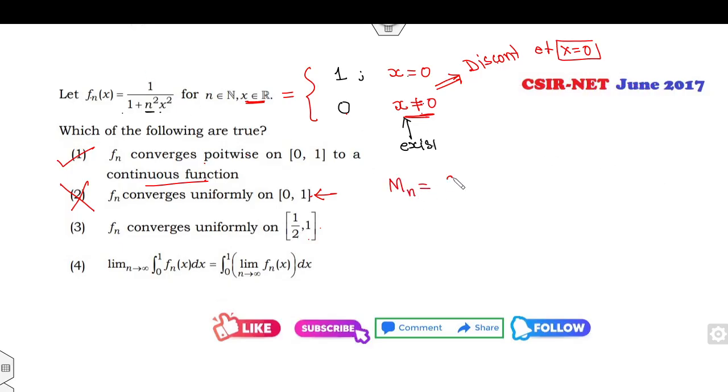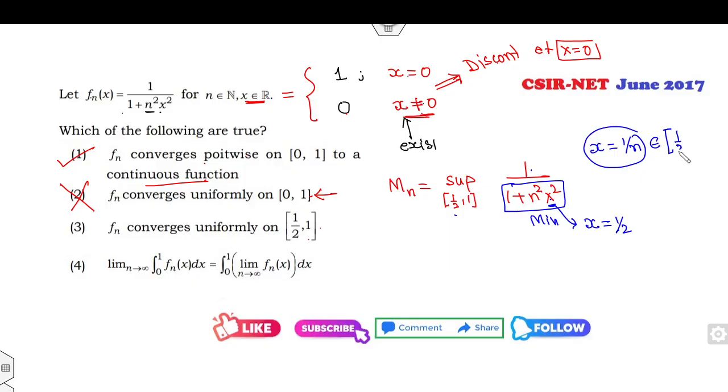So how can you check on the interval [1/2, 1]? I can apply the Mn test. Supremum over [1/2, 1] of f(x) = 1 plus n square x square. How can you find the supremum of this? The supremum will be when this number is minimized, when x is minimized. What is the minimum of x? It is 1/2. Fine. Because 1/2 lies in this interval. If you think about x equal to 1 over n, does 1 over n lie between 1/2 and 1? No. So that means x equal to 1 over n is not the maximum point. So the maximum is only at 1/2. So what is the value at 1/2? This is n square over 4.